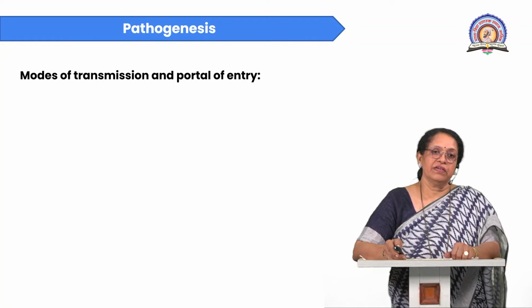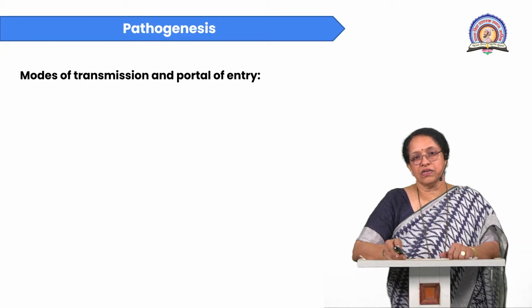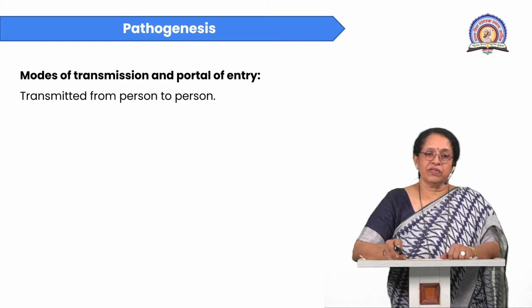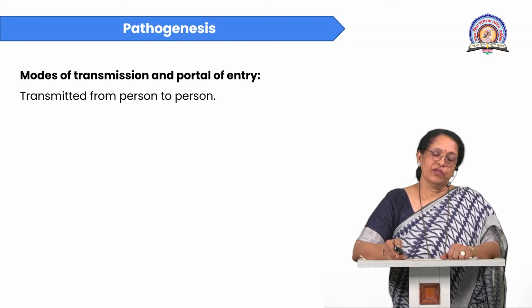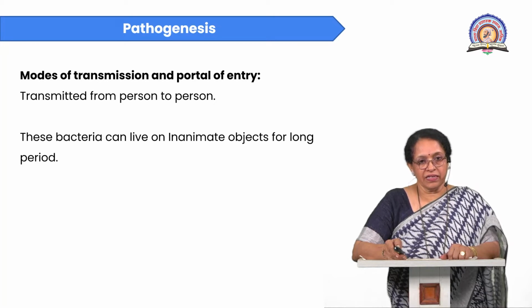Now we'll see the pathogenesis caused by this organism. Here pathogenesis starts with how this microorganism enters our body. So the first part is modes of transmission and portal of entry of the microorganism. They are transmitted from person to person. These bacteria can live on inanimate objects for a long period.